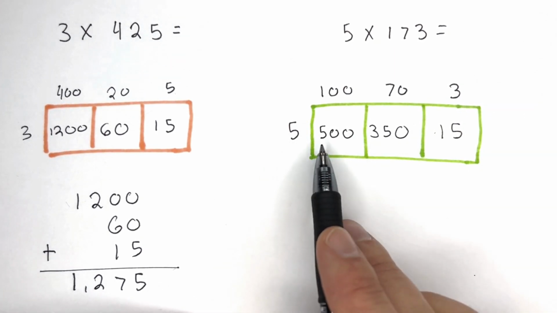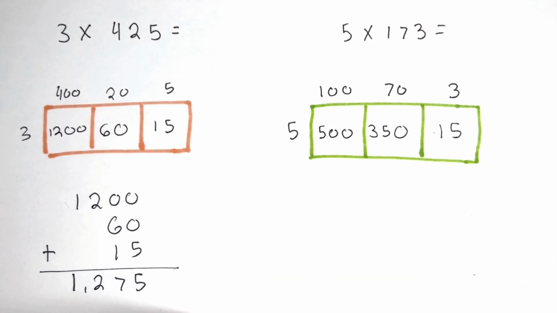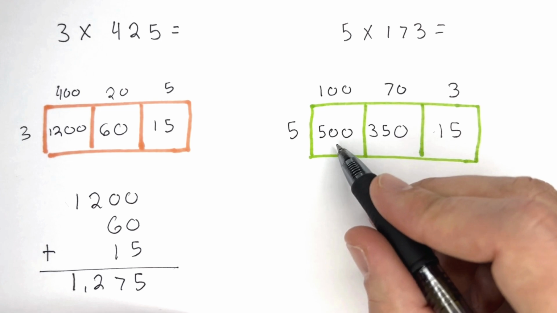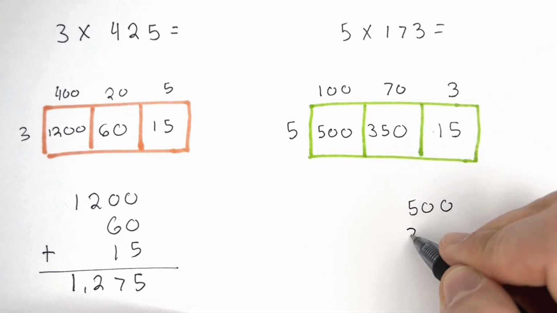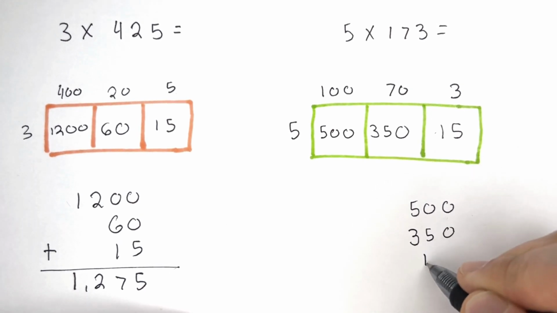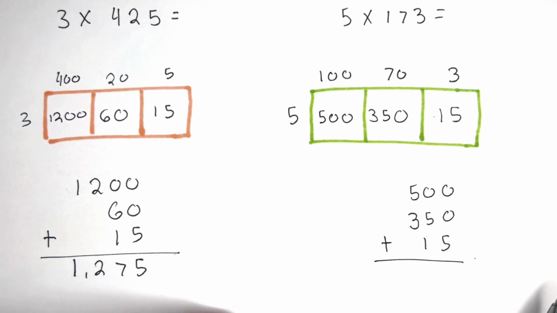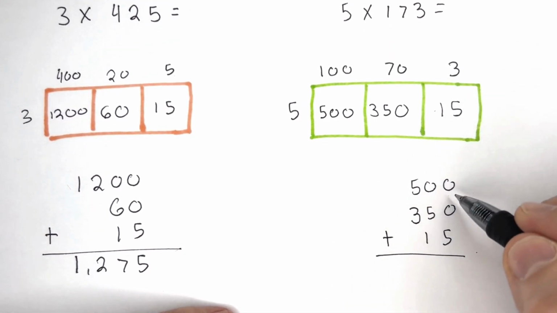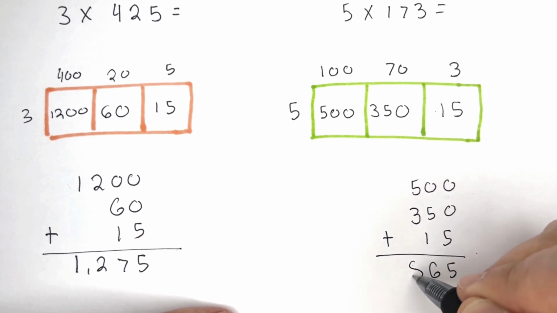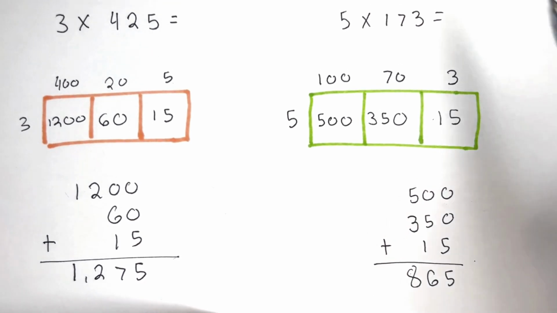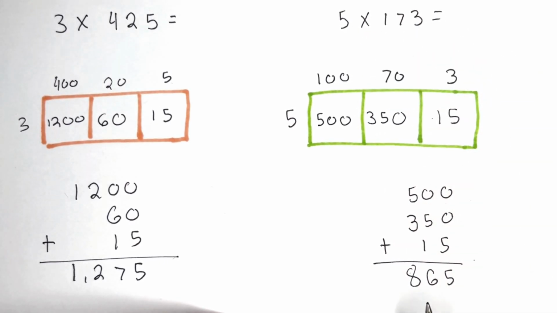Okay, now what I need to do is add up these numbers that are inside of the boxes. So we have 500, 350, and 15. Here's 500, there's 350, there's 15. And then our final answer will be the answer to this addition problem right here. That would be 5, that would be 6, that would be 8. All right, so the answer to 5 times 173 would be 865.